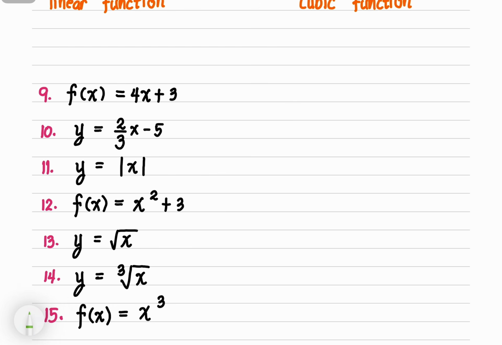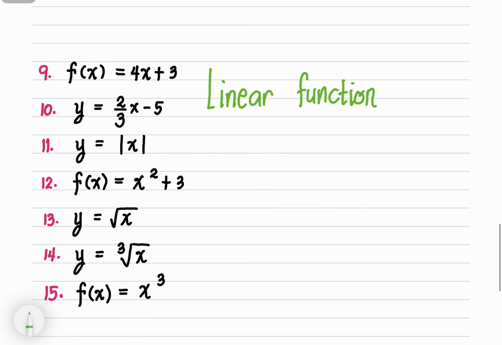So, pag-isay na lang natin yan. Both 9 and 10 ay linear function. Okay, next, number 11, very good. This is the absolute value function. Kung makikita natin yung symbol na yan, no? So, absolute value function.